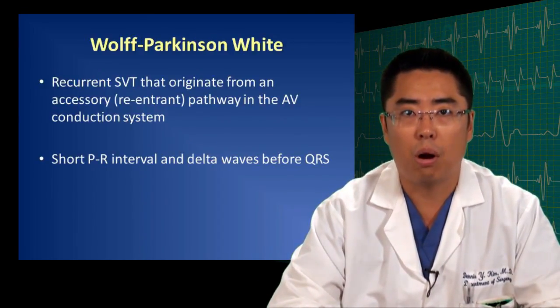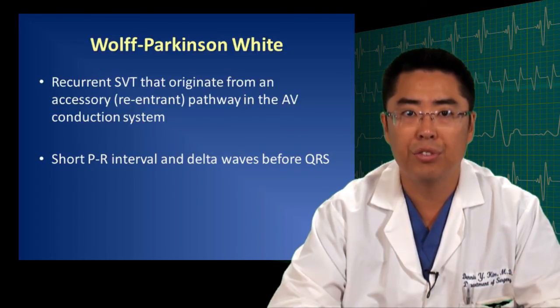We had mentioned Wolff-Parkinson White, and we'll just spend a little bit of time talking about this pre-excitation syndrome. This is a recurrent SVT that usually originates from an accessory reentrant pathway, also known as the bundle of Kent, usually along the AV conduction system.